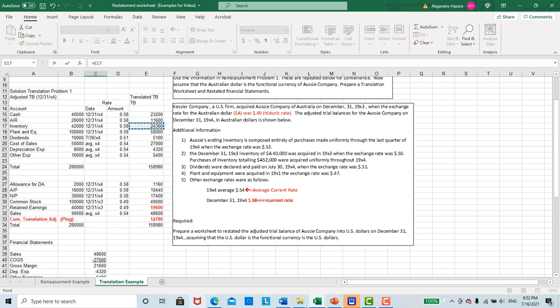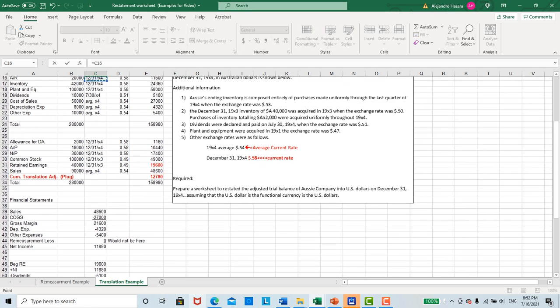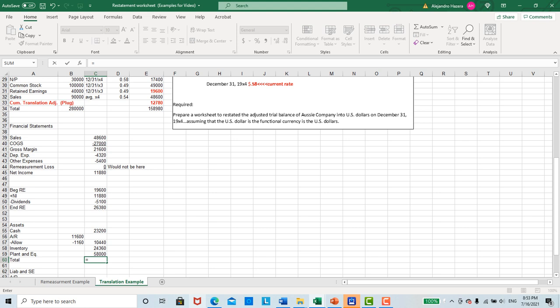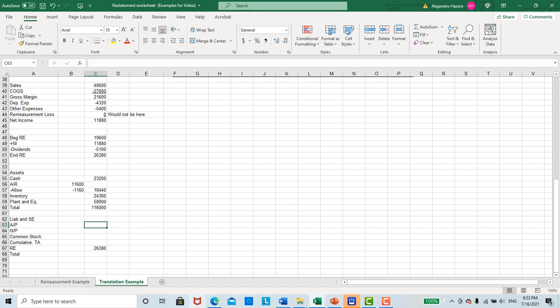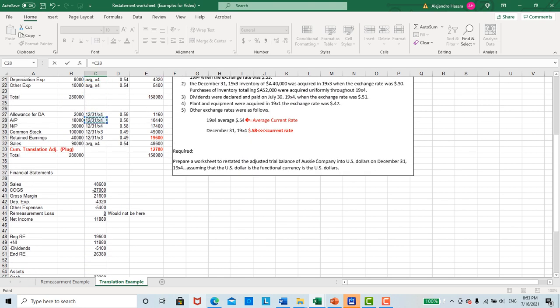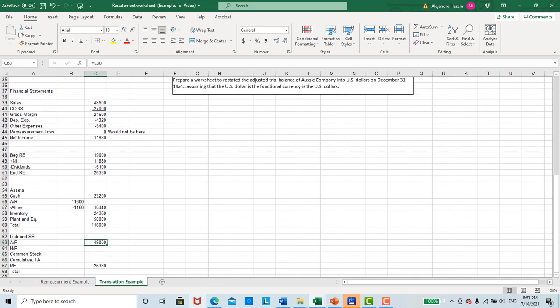Inventory is 24,360. Plant equipment is 58,000. Our total assets are equal to 116,000. And then we've just got 2 liabilities and 3 shareholders' equity items. Our common stock is 49,000. Bring our common stock down here.